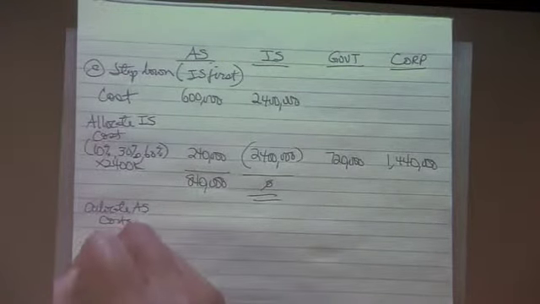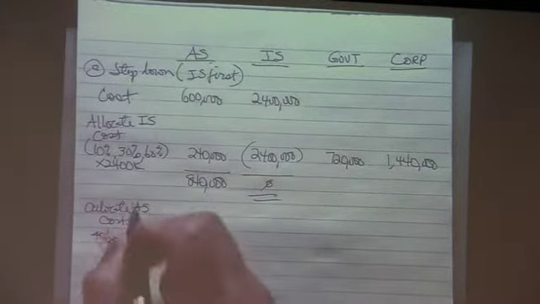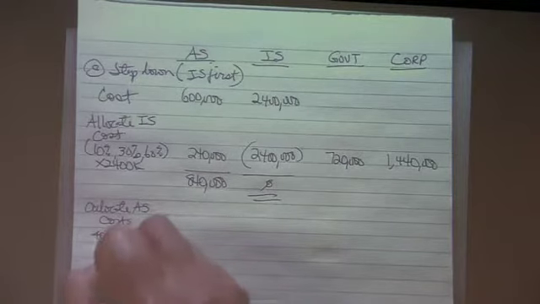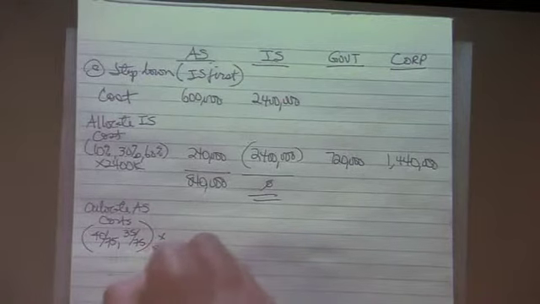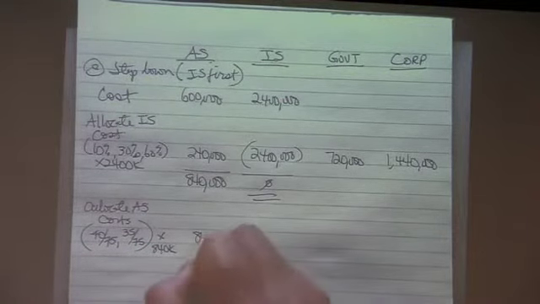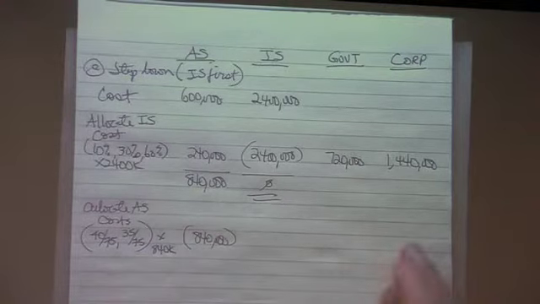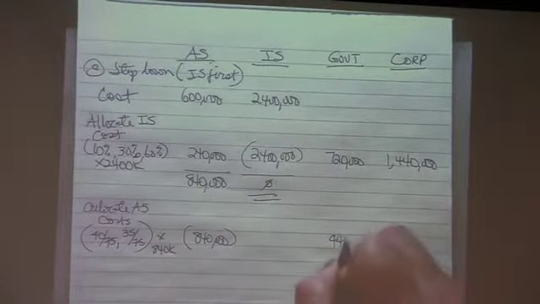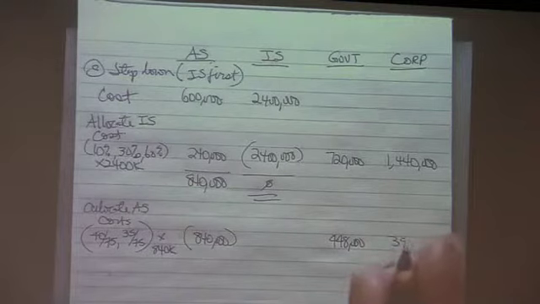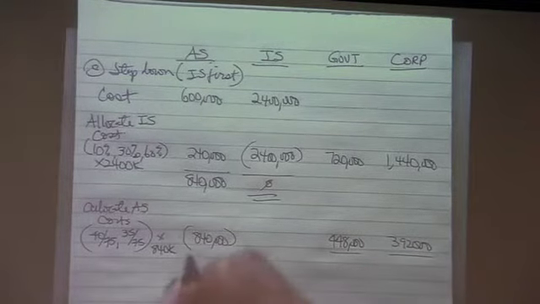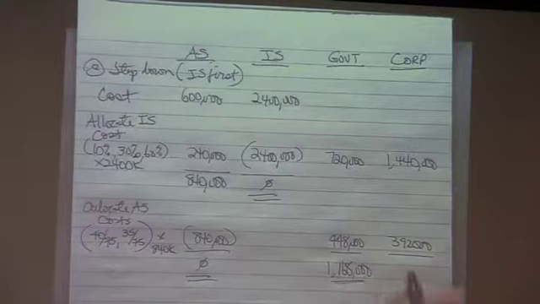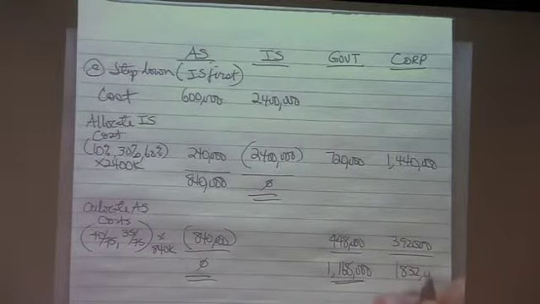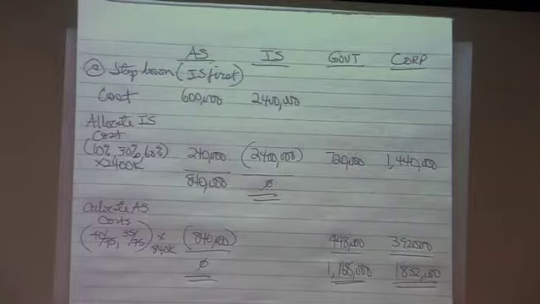Or 35 over 75 times 840. So we're going to take 840 and we're going to allocate to these 2. So altogether, you'll see that the total cost is 1,168,000, 1,832,000. So let's answer number 2.